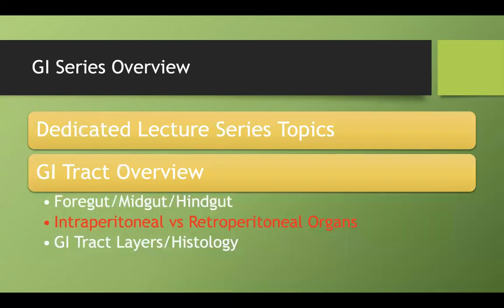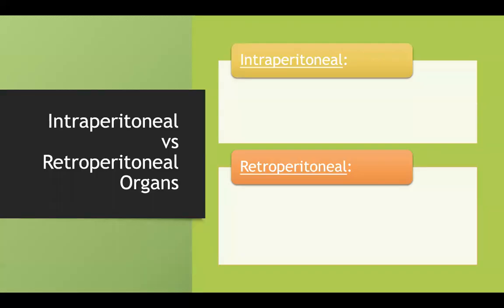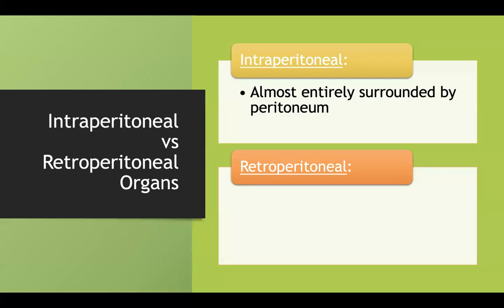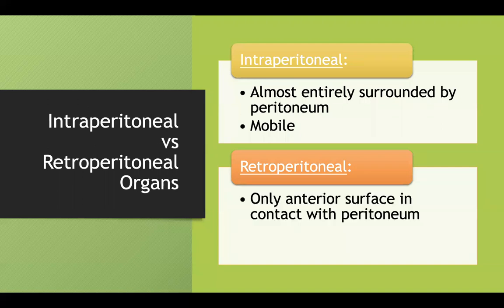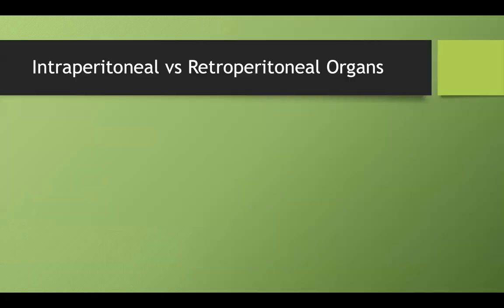Now we get to move on to what constitutes an intraperitoneal organ and a retroperitoneal organ. Intraperitoneal organs are almost entirely surrounded by our peritoneum, which we'll go over. I have a picture right after this. These types of organs are mobile, so they're freely moving around. Whereas retroperitoneal organs only have their anterior surface contacting the peritoneum, and they're fixed. So let me talk about what we mean when we talk about intra versus retroperitoneal.